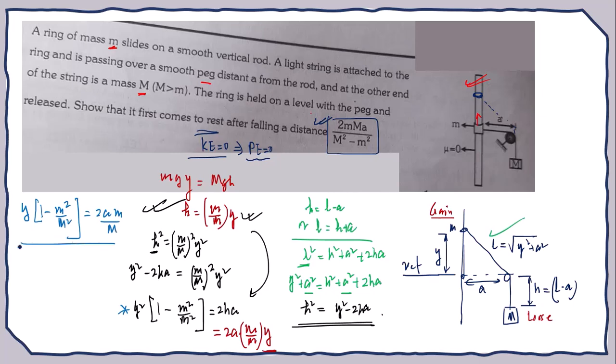On further simplification, I can say that y equals 2 times small m capital M into a, divided by capital M square minus small m square. Okay, so that will be your final answer. That means this is the distance that has been moved by the small m mass before coming to the apex. Hope you understand this.